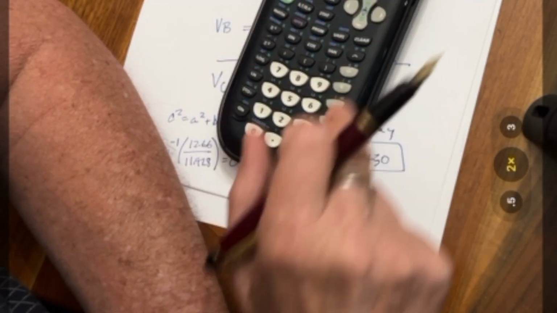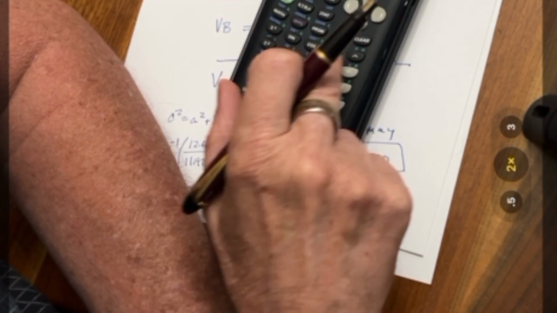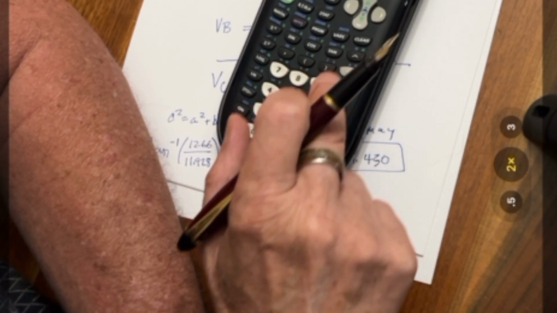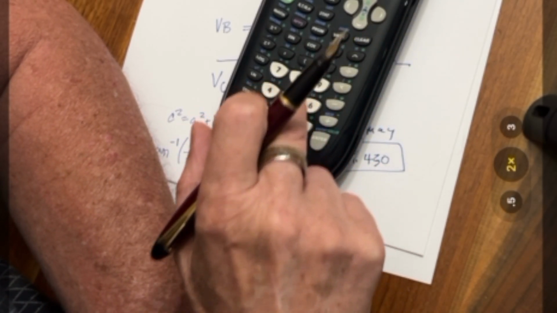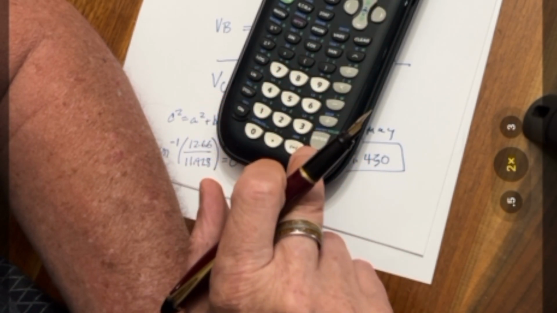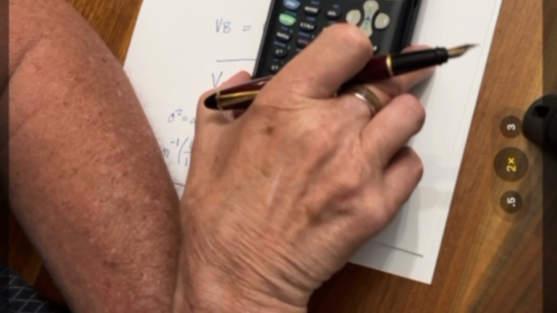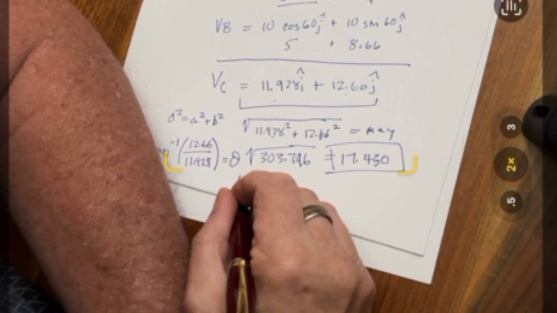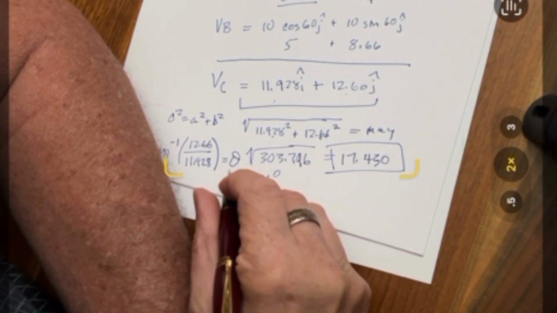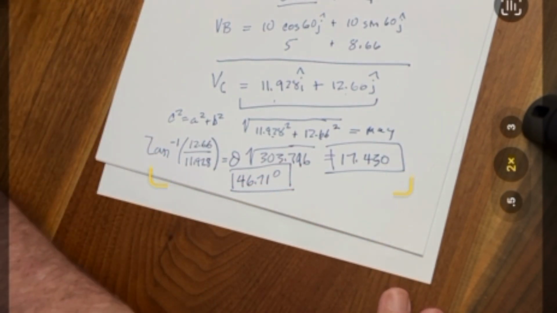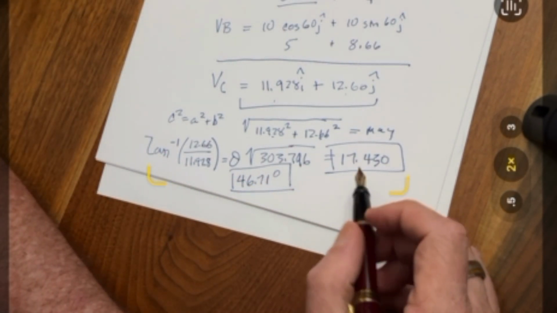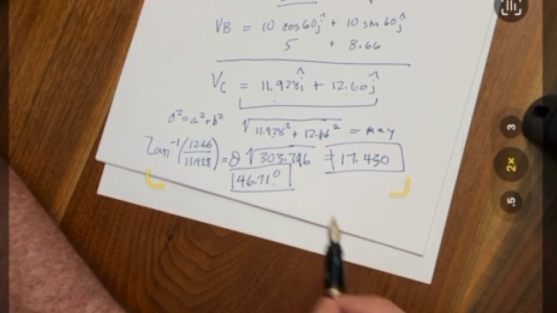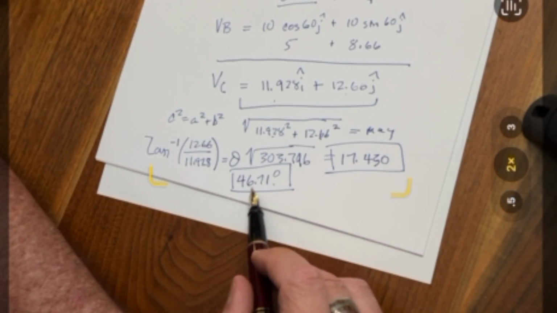So come back to the calculator, hit second tangent to get the arctangent function up, and we have 12.66 divided by 11.928. What's that equal? 46.705. We'll call that 46.71 degrees. And now we've solved that problem. So the resulting vector has got a magnitude of 17.430, and it has an angle to the x-axis of 46.71 degrees.